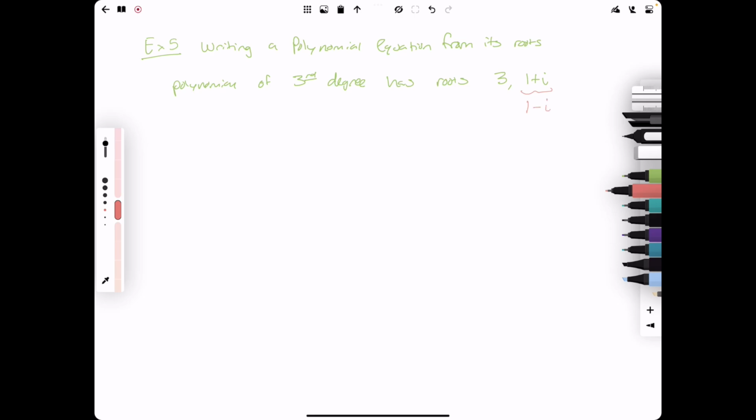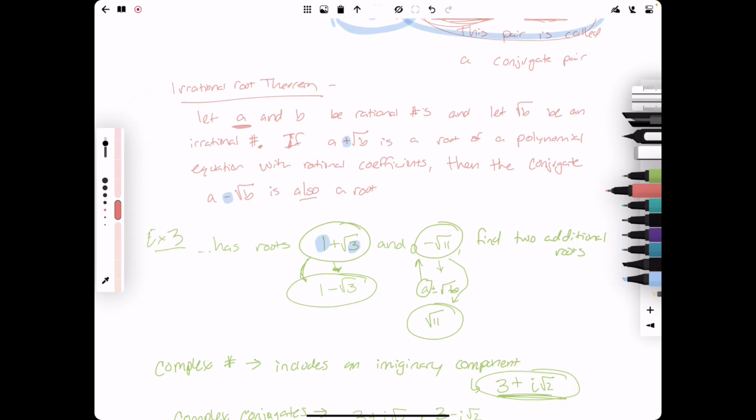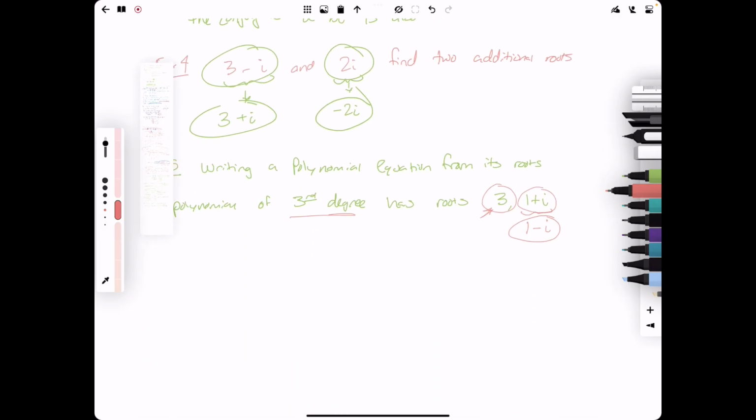So now I have 3 roots, which would be that 3rd degree part. Why didn't you change the 3 to negative 3? The 3 is not a conjugate. It's not a complex number. It doesn't have an i. And it's not the ones where we were talking about the square root part, right? It's just a standard integer number.